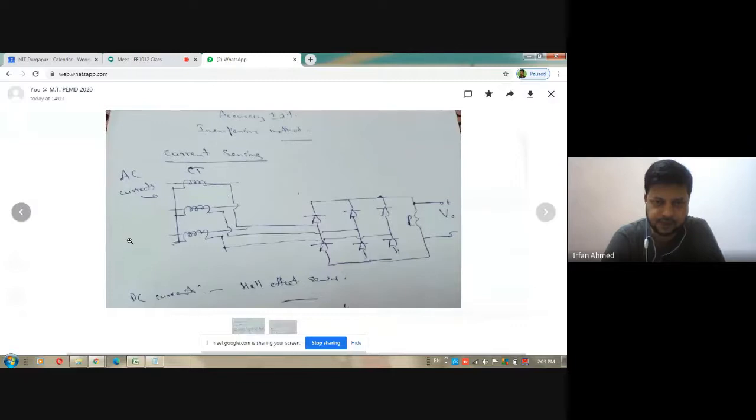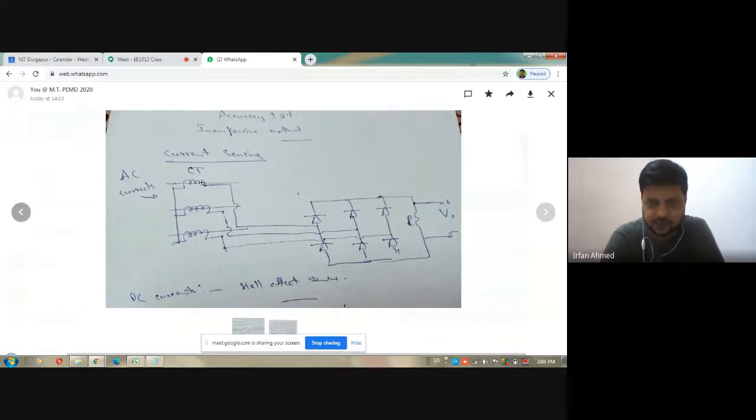In case of AC currents, suppose this is a three-phase line, you have connected three current transformers. And from the output of these three current transformers, we need to generate one signal. The output of these three current transformers is given as the input of an AC to DC converter. The output of this AC to DC converter is connected across a resistive load. So the voltage across the resistance will be directly proportional to the current flowing through the CTs.